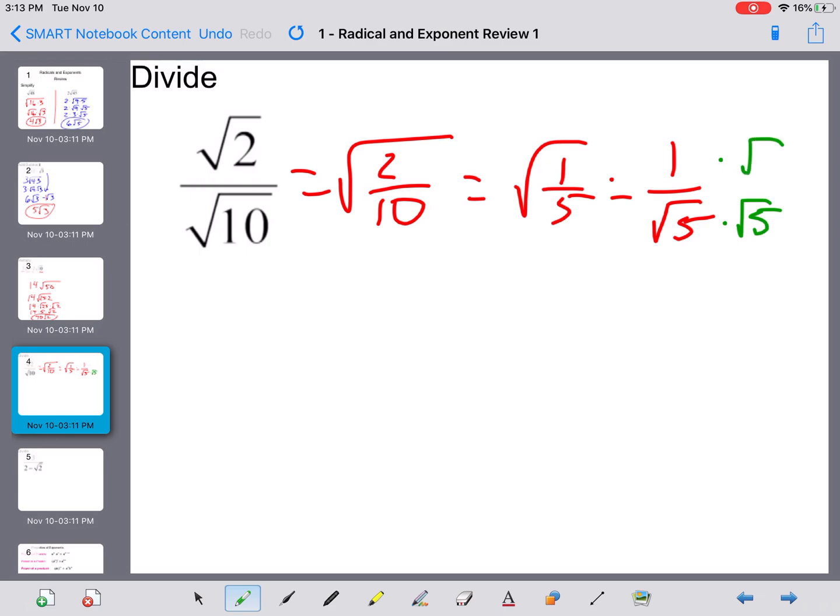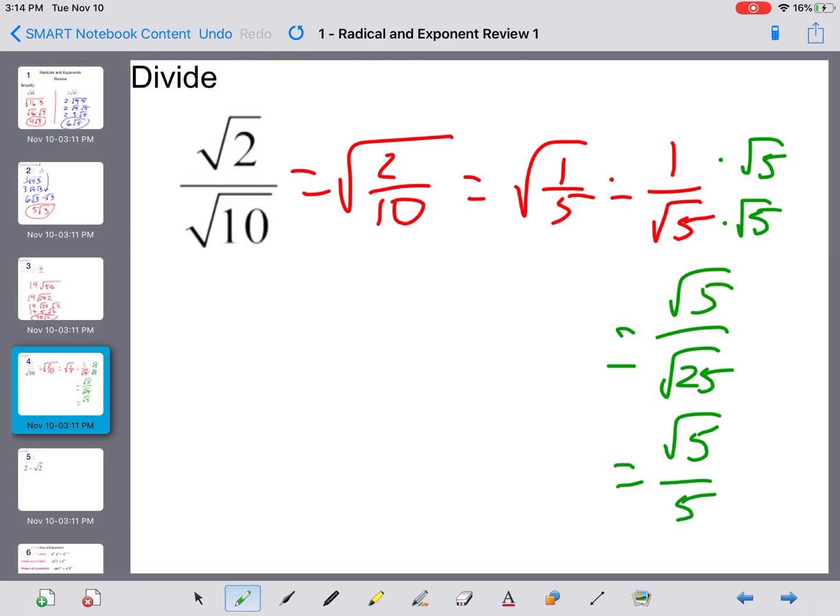So if we multiply by root 5 on top and bottom, we're only multiplying by 1. And so we would end up with root 5 over root 25. And we can simplify the denominator to be 5. So our final answer would be root 5 over 5. So we need to rationalize every single denominator if there's a radical left over.